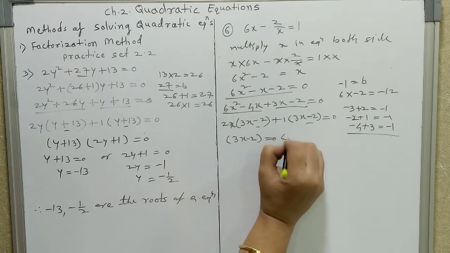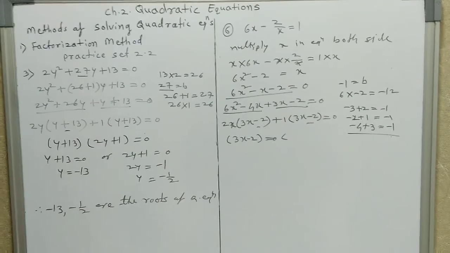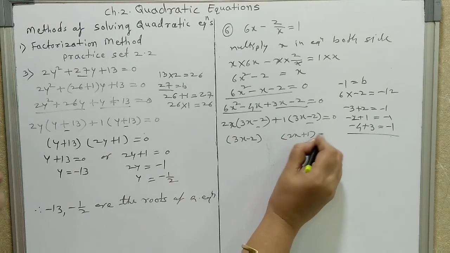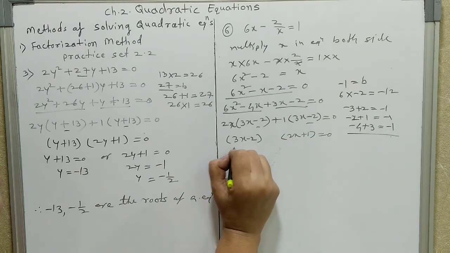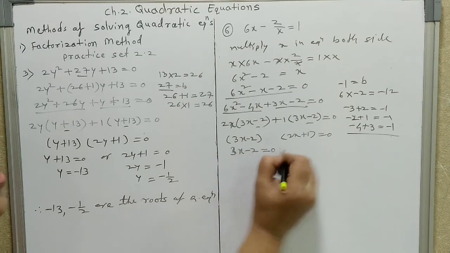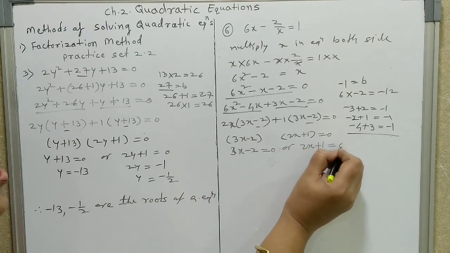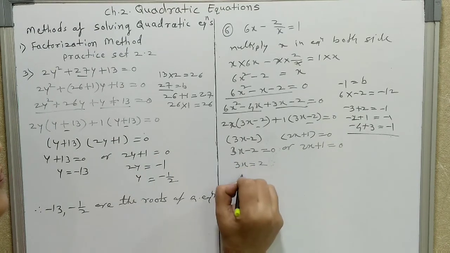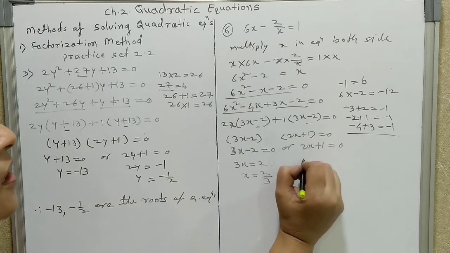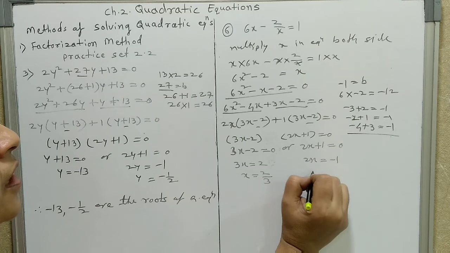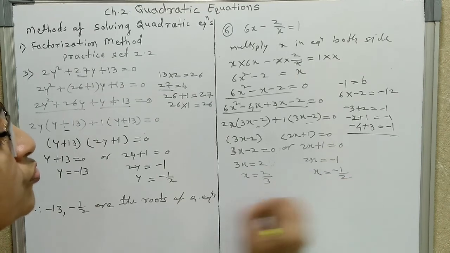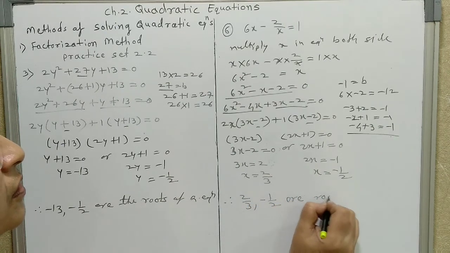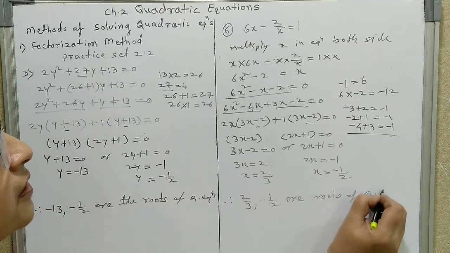3x minus 2 is equal to 0 or 2x plus 1 is equal to 0. 2 is minus on this side, and on that side becomes plus. So 3x equal to 2, x equal to 2 upon 3. Here 2x equal to minus 1 and x equal to minus 1 upon 2. Therefore 2 upon 3 and minus 1 upon 2 are the roots of the quadratic equation.